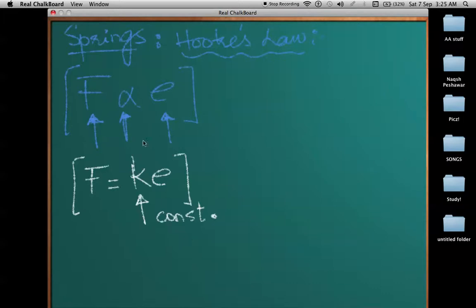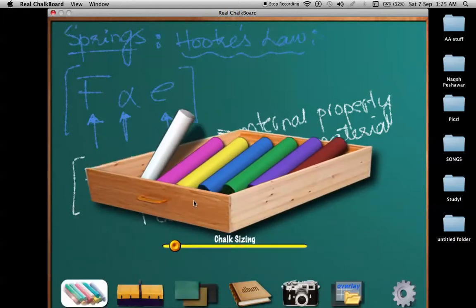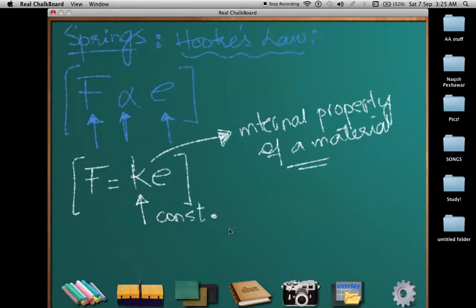Alright? Now remember, before I tell you what this constant is, remember that this constant K is the internal property of a substance or of a material. What do I mean by internal property of a material? I mean that every material has a different K. Steel will have its own K, aluminium would have its own K, and let's say lead will have its own K, iron will have its own K. No matter what the size is, what the weight is, what the thickness is, K depends on the material.